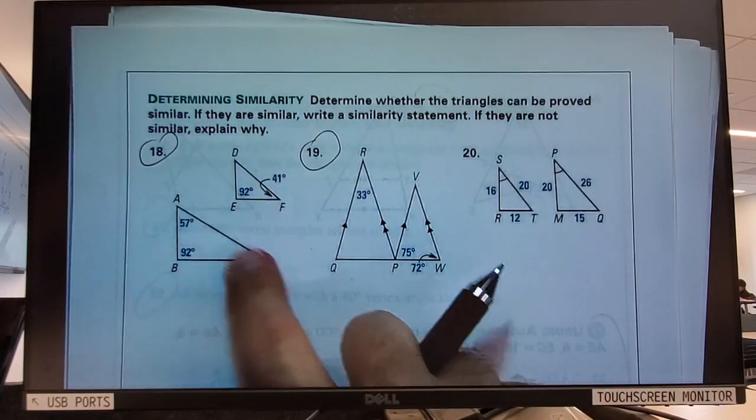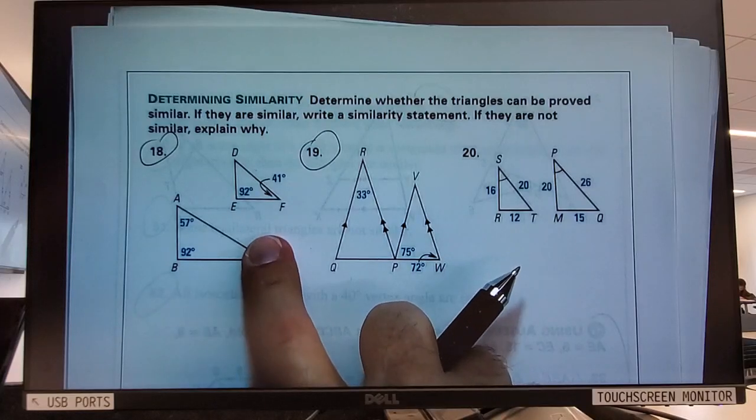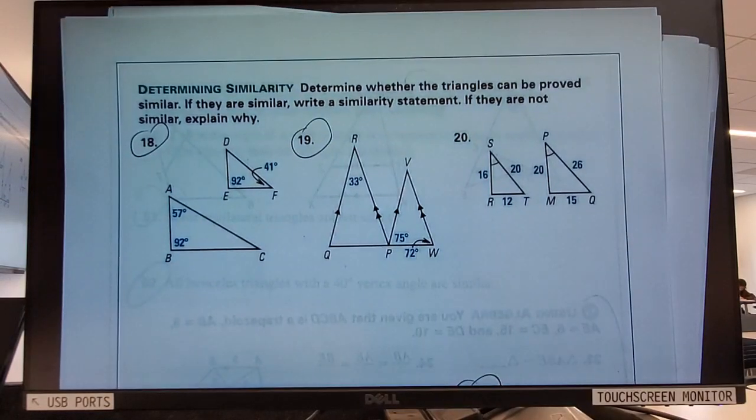So what's up with 18? We kind of saw a problem like this earlier, but how can you tell really quickly if 18 is similar or not? Yeah, I agree. It is not. Why not? There are a few different ways you could do it. What would this angle have to be here?